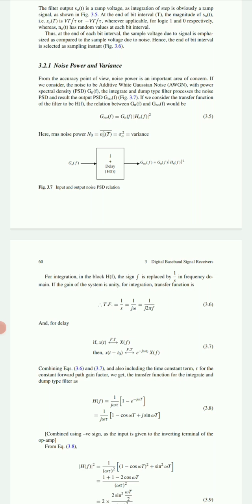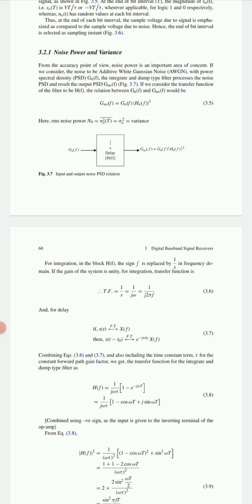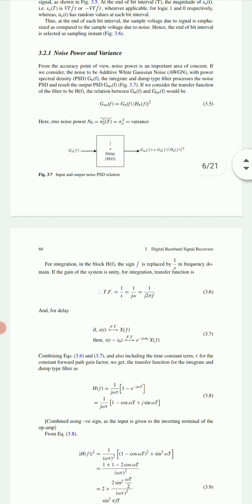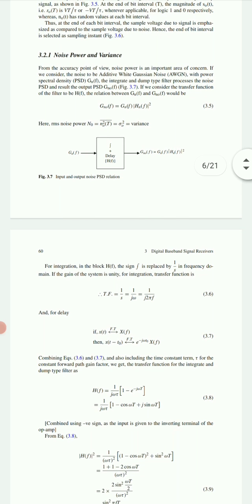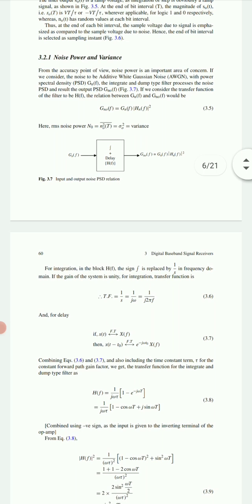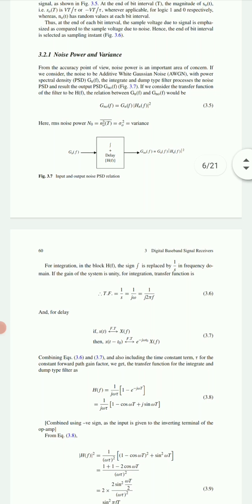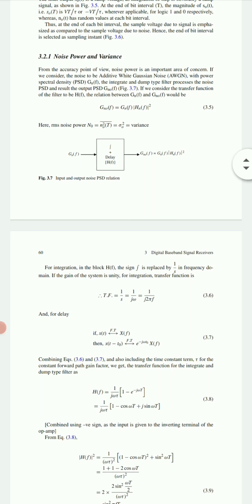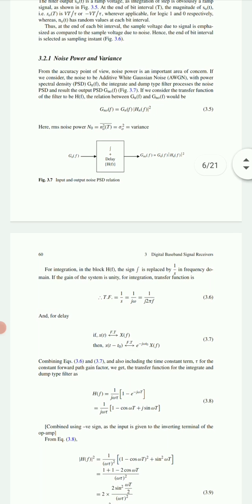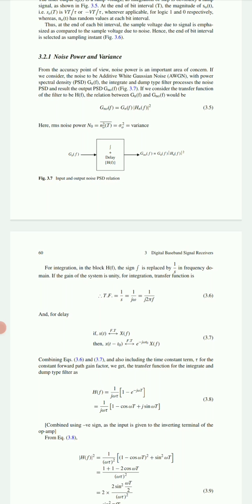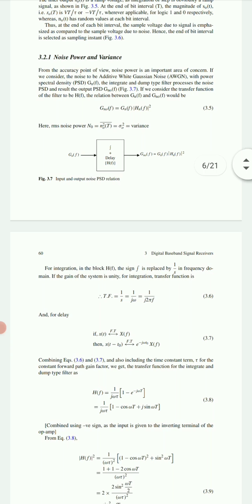study the baseband receiver from the accuracy point of view. From the accuracy point of view, noise is the important concern, and here we are saying that noise is AWGN, additive white Gaussian noise. So noise is the AWGN, which will have a power spectral density. For the integrate and dump type filter process, the noise power spectral density will give the output power spectral density GNO of f at the receiver.